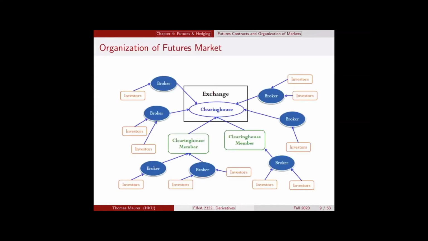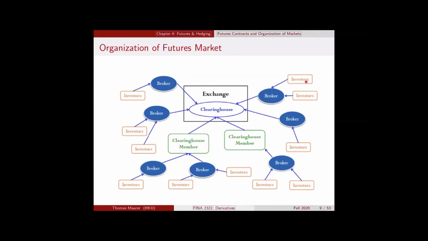Here is a diagram showing how the organization of futures markets may look. So you have the exchange here in the middle, and the clearinghouse is the one which organizes the exchange. And so you have many different traders which submit bids to open new long and short positions at various different futures prices. And these traders which are allowed to submit bids need to have a seat on the exchange. And so these are clearinghouse members. And some brokers are directly clearinghouse members themselves.